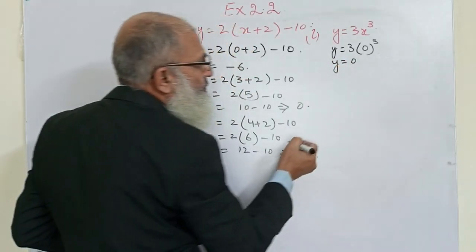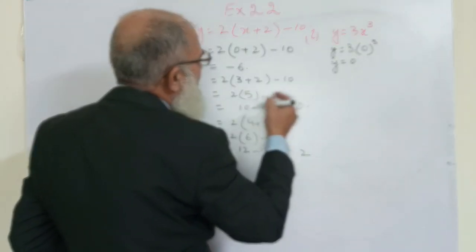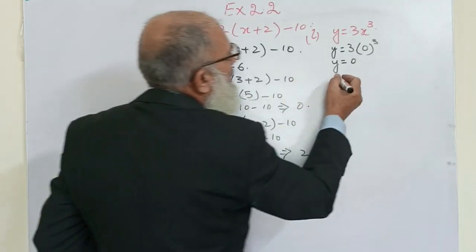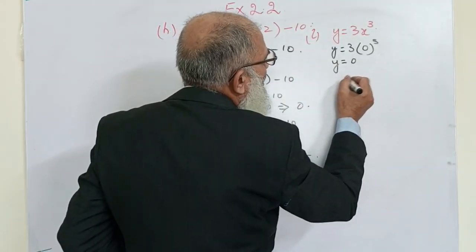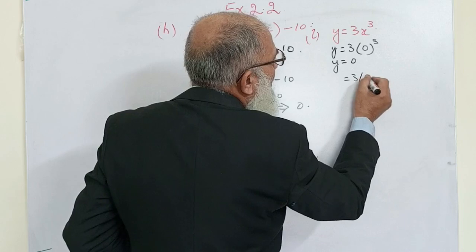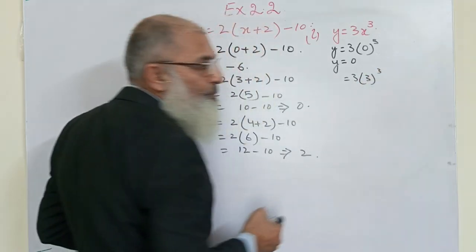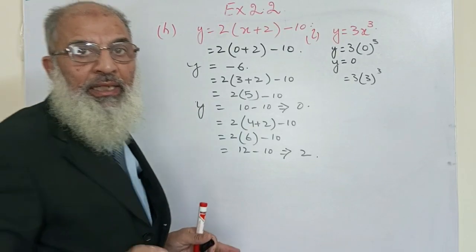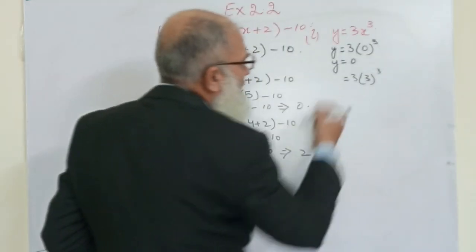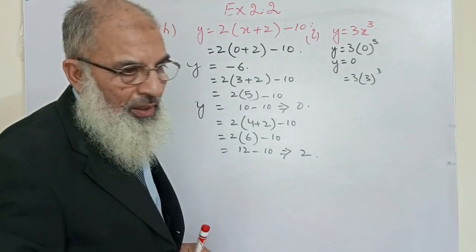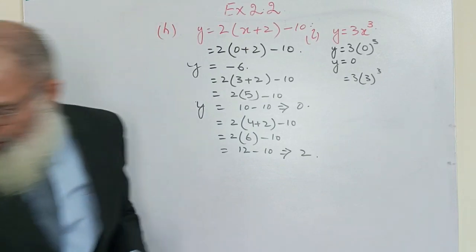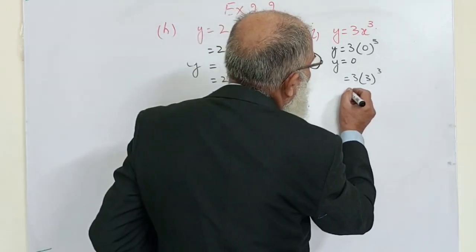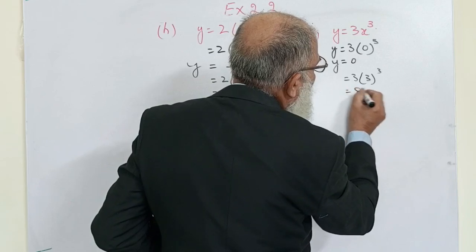Now y is 0. For the second, y is equal to 3 cube. Now 3 cube is how much? 3 3s are 9, 9 3s are 27, 27 3 times 81, I suppose. So that is 81.